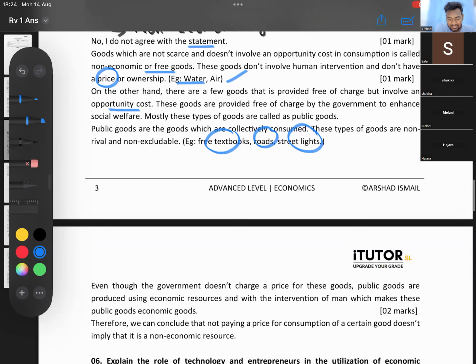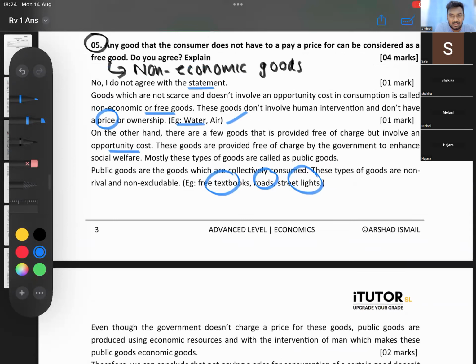And come up with an answer for that. That's not a very hard question.